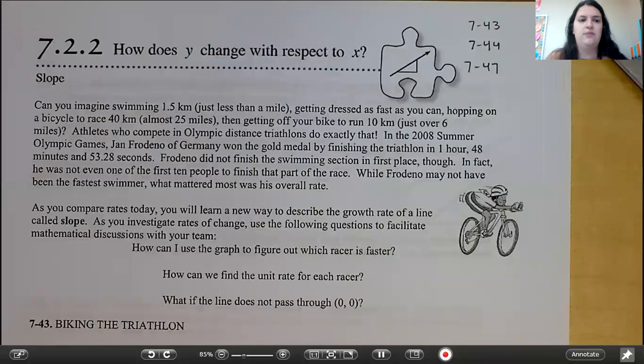Hi everyone, I'm here with your 7.2.2 lesson, How Does Y Change with Respect to X?